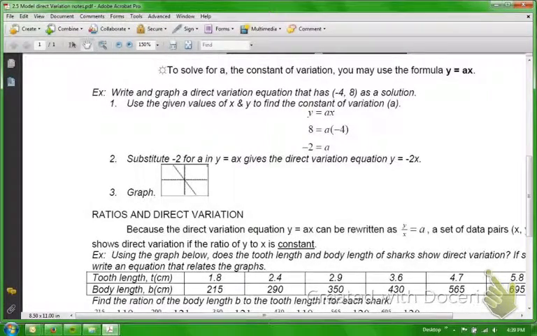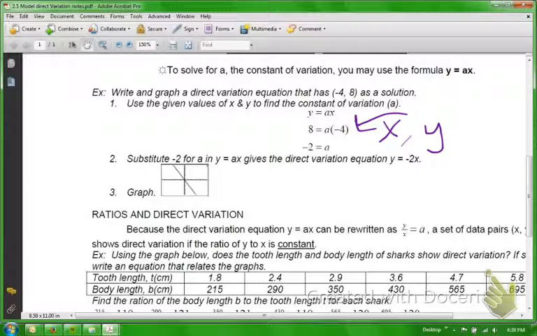So your questions look like this. Write and graph a direct variation equation that has negative 4, 8 as a solution. So to do that, you know what the answer is. You have to work backwards. So think about what you're given. You know x and you know y. So plug them in. Put them into your equation.